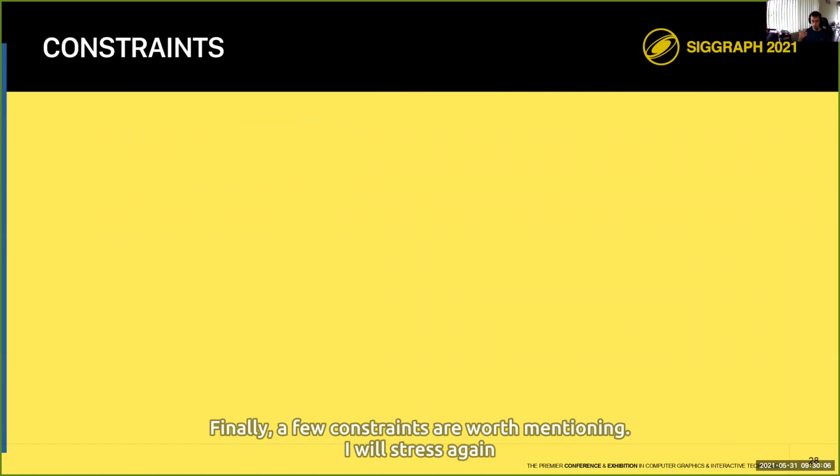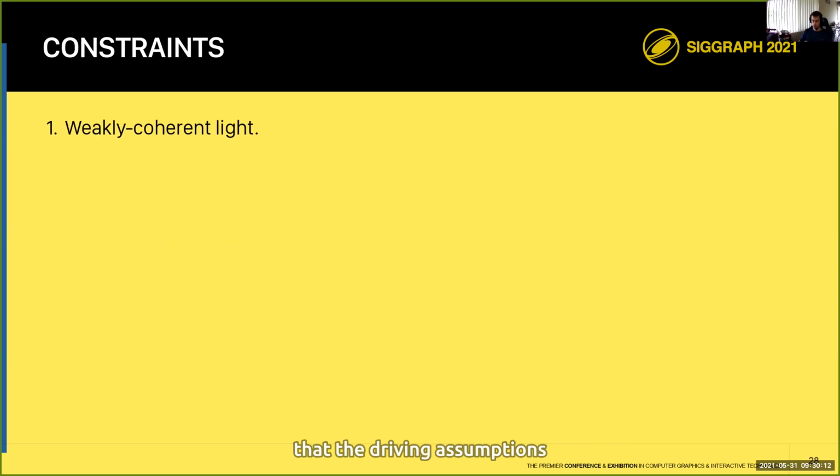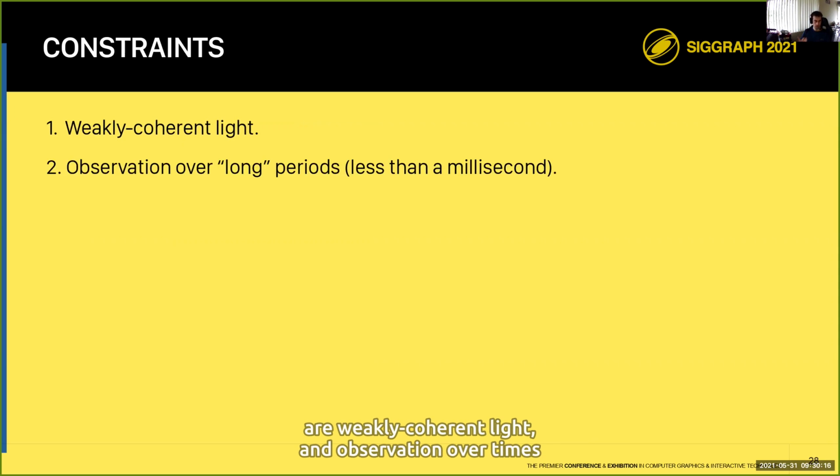Finally, a few constraints are worth mentioning. I will stress again that the driving assumptions are weakly coherent light and observation over times long with respect to the temporal coherence of light. In practice, these two limitations are almost always very well satisfied.